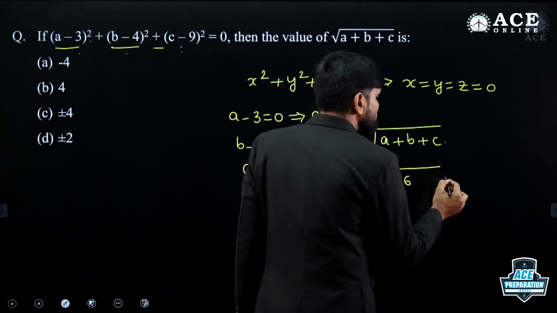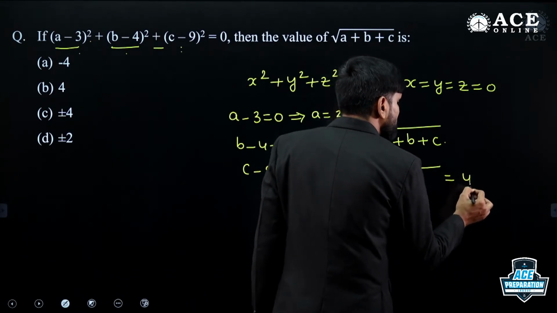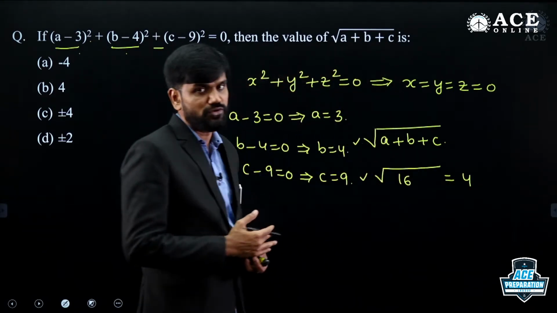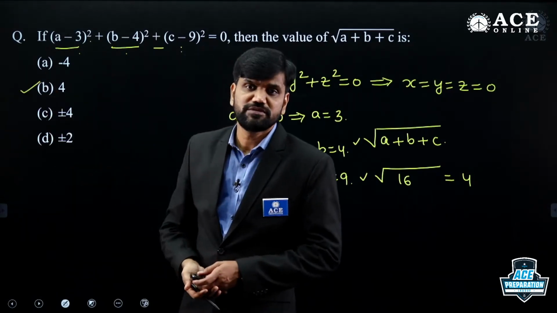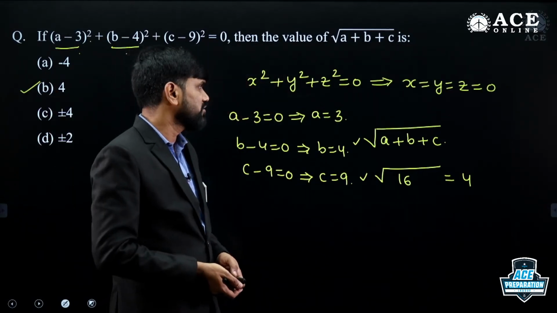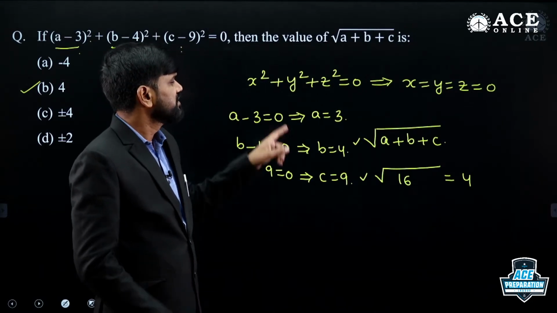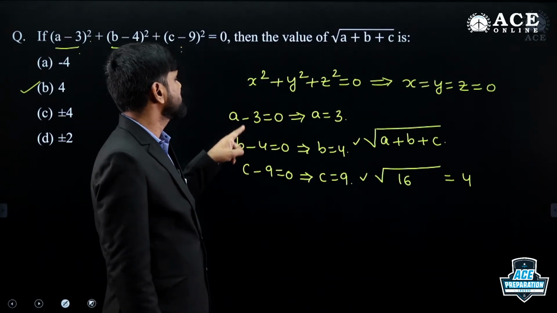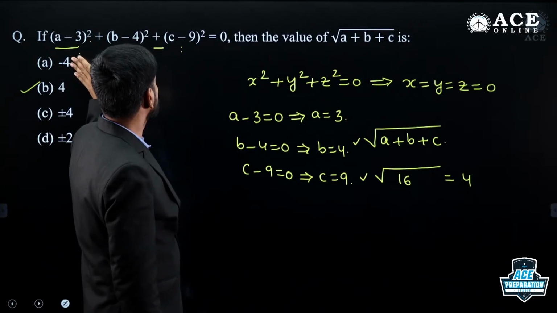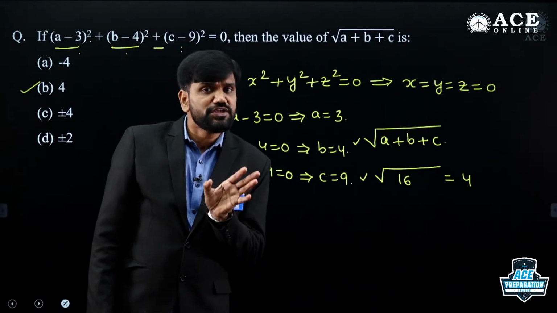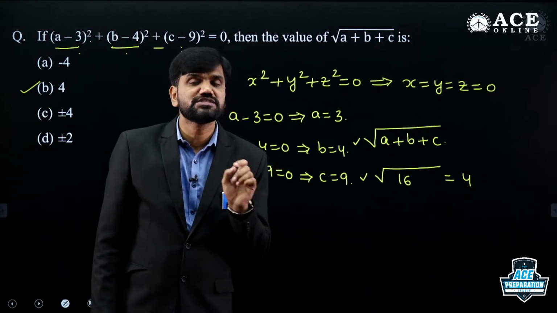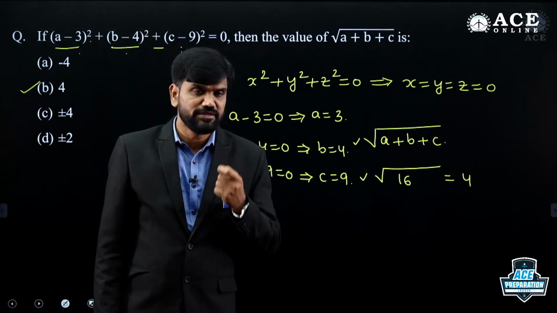The square root of a positive number will always be positive. Hence it must be equal to 4. Hence your answer has to be option B. Please make a note of it. This is the logic that I am applying for this particular model. Whenever you come across the sum of the squares of the numbers as 0, that is possible only if each number is 0. That is the idea that you have to keep in mind.